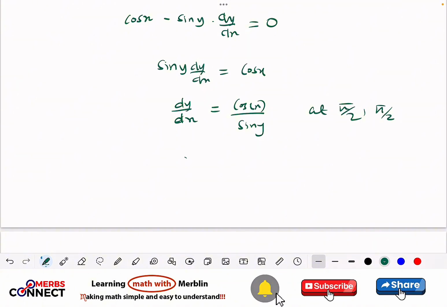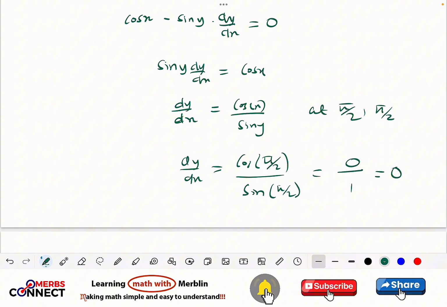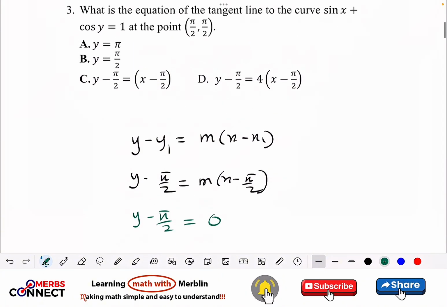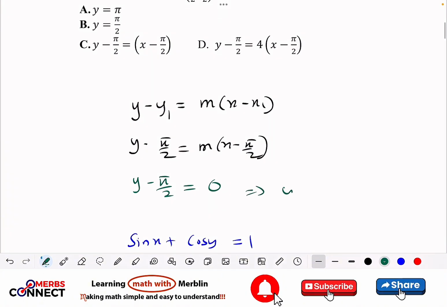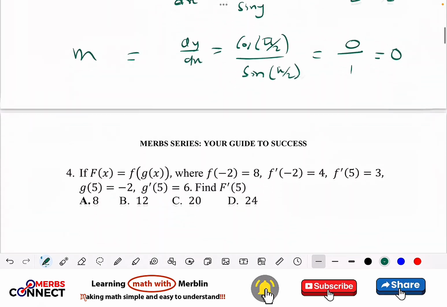So we are going to have dy over dx is equal to cos(pi/2) divided by sin(pi/2). Cos(pi/2) is 0, sin(pi/2) is 1, so the slope is going to be 0. So since the slope is 0, I'm going to have this over 2 equal to 0, and this implies that y is equal to pi/2. So we are going to have this one to be B. So they are pretty much straightforward.